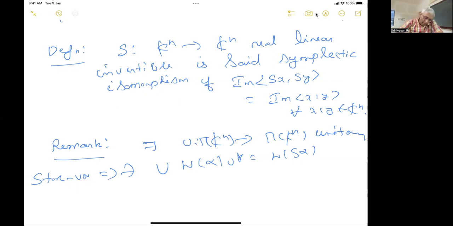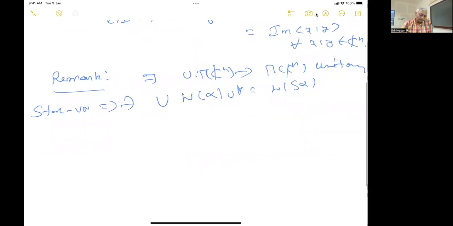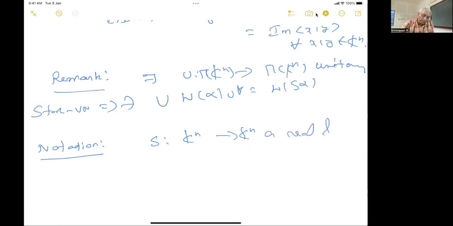So for that, I first prove the following proposition, and first I fix a notation. If S from Cn to Cn is a real linear operator, then define, just as a notation, S naught from R2n to R2n, defined as S naught, in the obvious way.